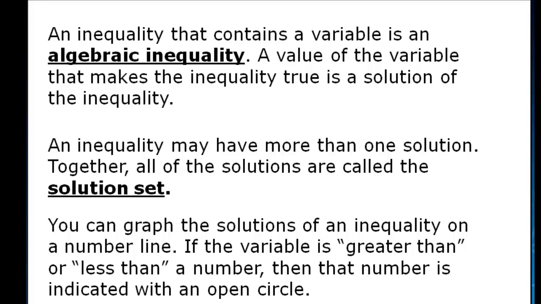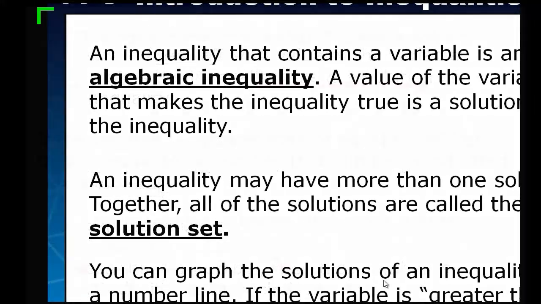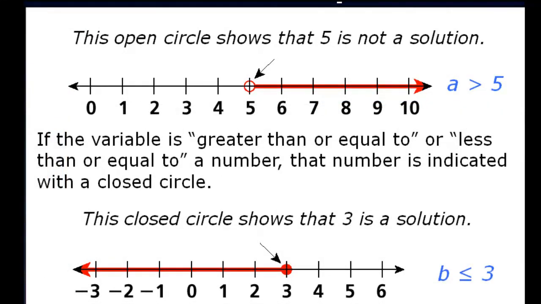So when we graph the solution on a number line, where the variable is greater than or less than a number, we come to the number and circle it. Then we go to greater than or less than. Like this one, we have an open circle on 5. That means 5 is not with us. The solution may be 5.1, 5.11, 5.2, 5.3, but not exactly 5.